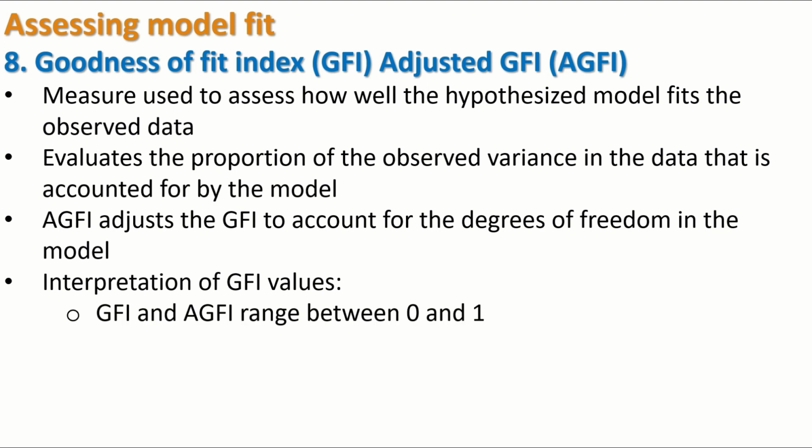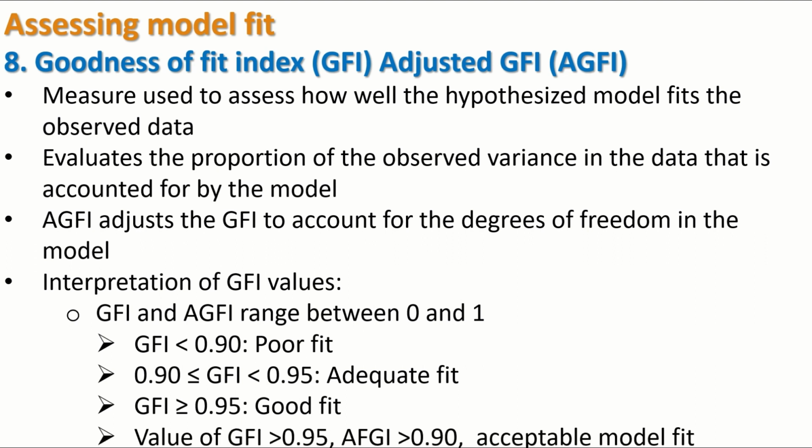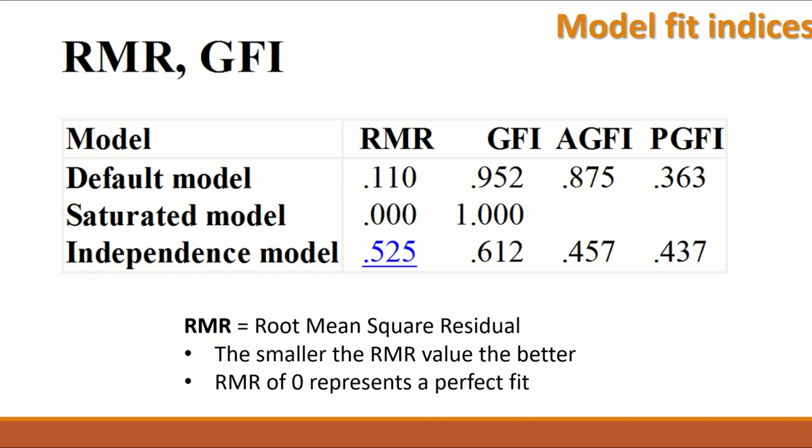Interpretation of the GFI values. GFI and AGFI range between 0 and 1. Anything less than 0.9, poor fit. Between 0.9 and less than 0.95, adequate fit. Anything greater than 0.95 is a good fit. Values of the GFI greater than 0.95 and AGFI greater than 0.9 are acceptable model fit, as shown here in the table.